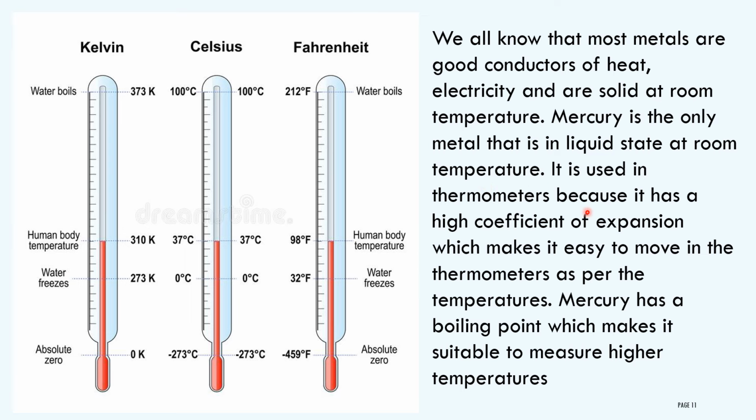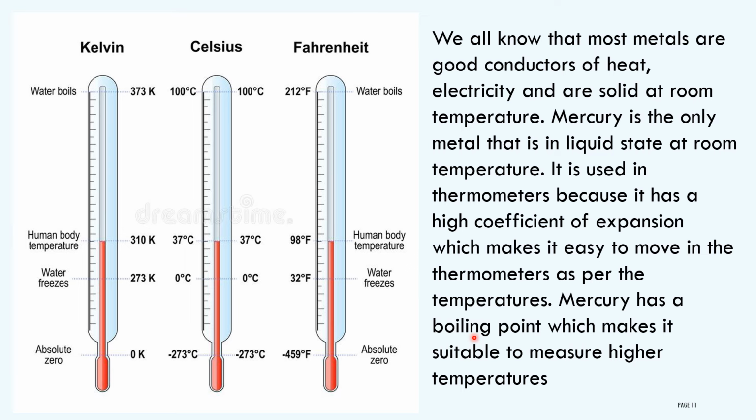It is used in the thermometer because it has a high coefficient of expansion, which makes it easy to move in the thermometer as per the temperature. Here you can identify mercury. When you increase the temperature, the level of mercury inside the thermometer will rise. When you decrease the temperature, the level of mercury inside the thermometer will decrease, because mercury has a high coefficient of expansion. When the temperature rises it will expand, when the temperature decreases it will contract. Because of this nature of expansion and contraction we use mercury.